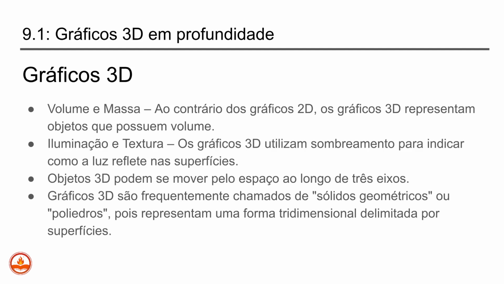Let's now go over 3D graphs. 3D graphs have volume and mass. Unlike 2D, 3D graphs represent objects that have volume. They also have lighting and texture. And also, 3D objects can move through space on 3 axes. 3D graphs are often called geometric solids or polyhedrons because they represent a solid 3D area.